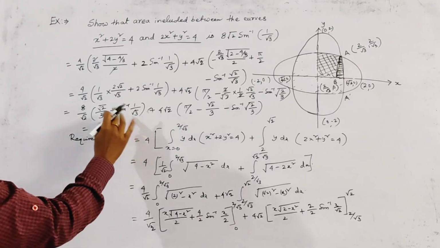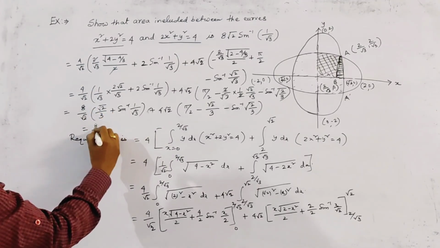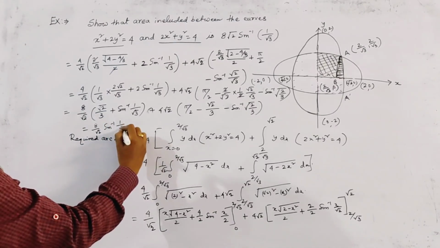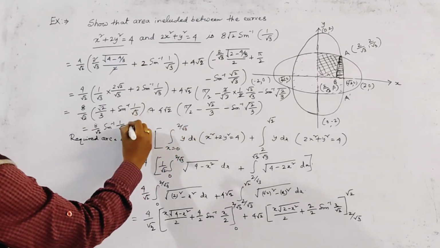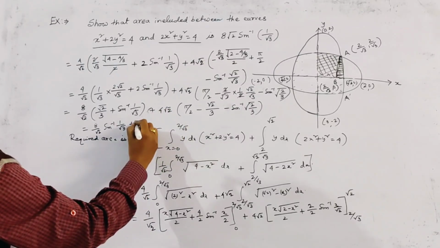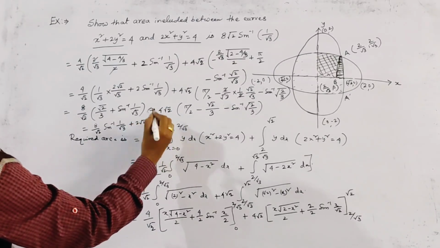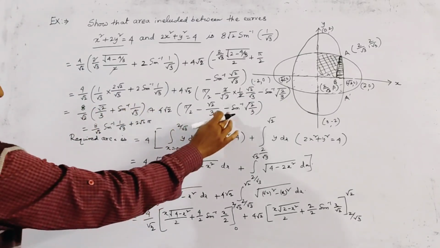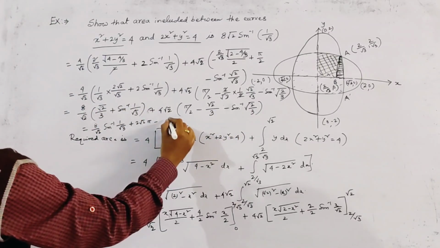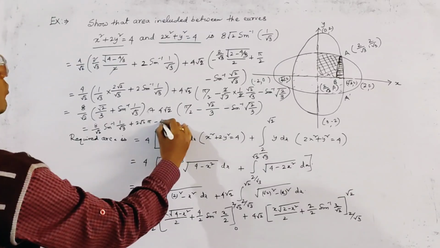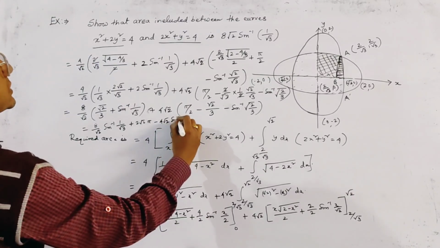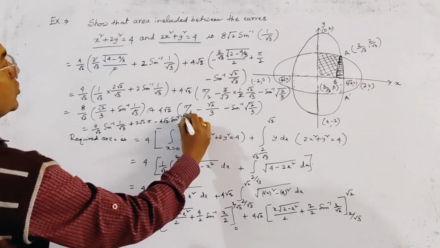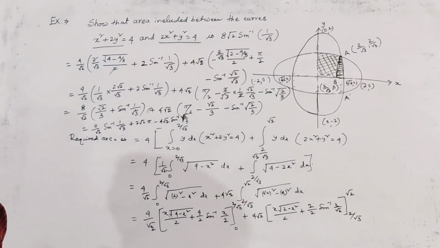So from the first term we get 8 by root 2 into sin inverse 1 by root 3, and from here we get 2 root 2 into pi, because 4 root 2 into pi by 2 is 2 root 2 into pi, and from here we get minus 4 root 2 into sin inverse root 2 by 3. 2 and 3 both are in the root.